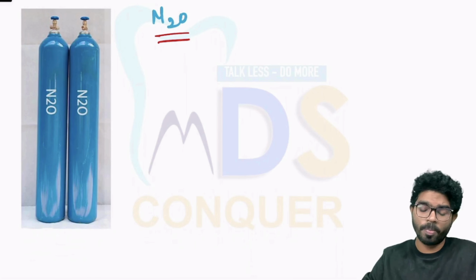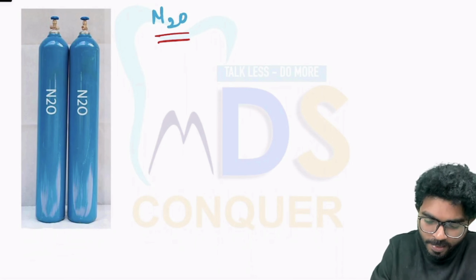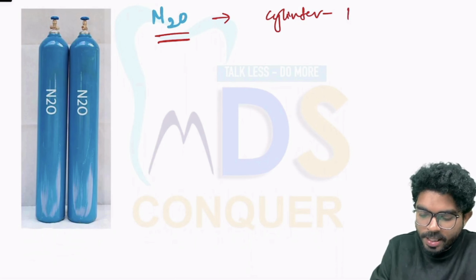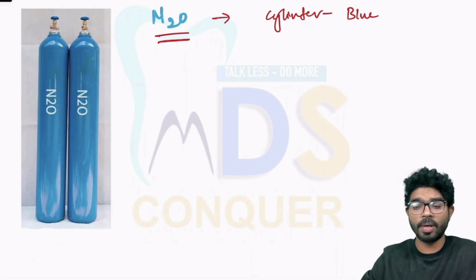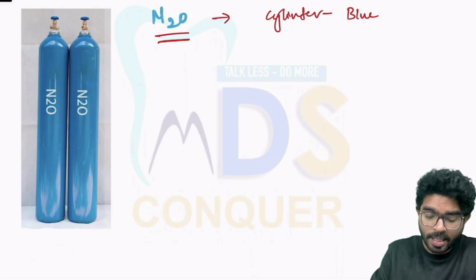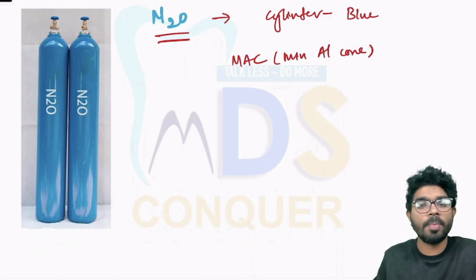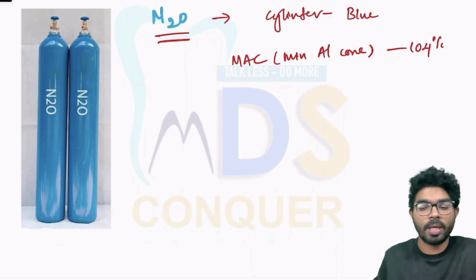The points to be noted when you're talking about nitrous oxide: the color of the cylinder, already mentioned, is blue. Next, a few other important values to make a note of for nitrous oxide. That is the MAC value. MAC value is minimum alveolar concentration value. The minimum alveolar concentration value is 104%.